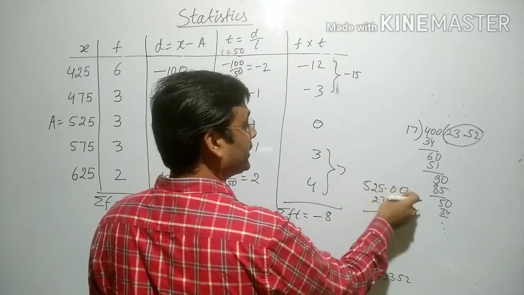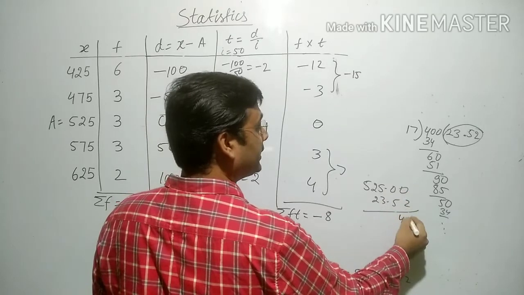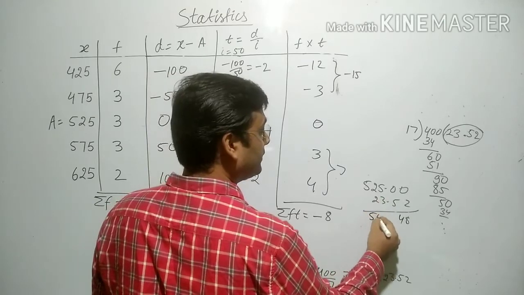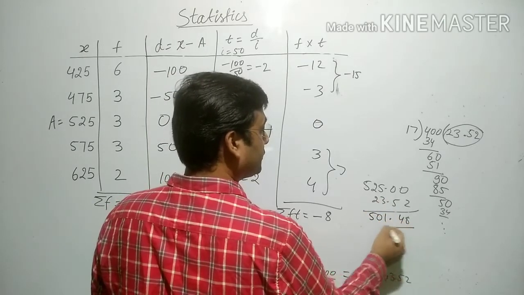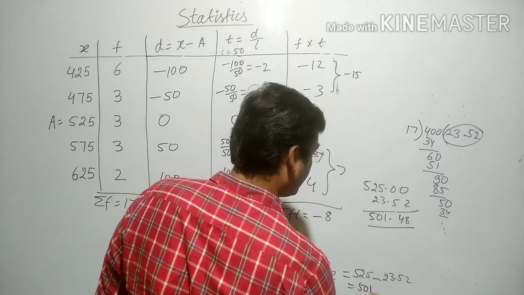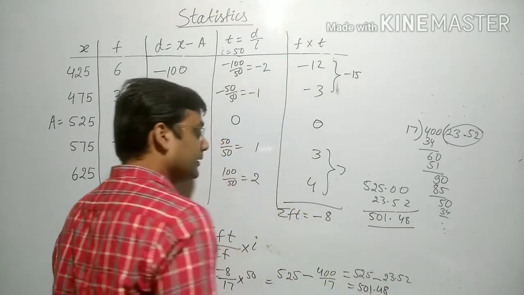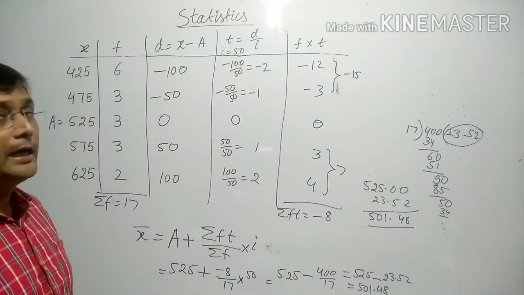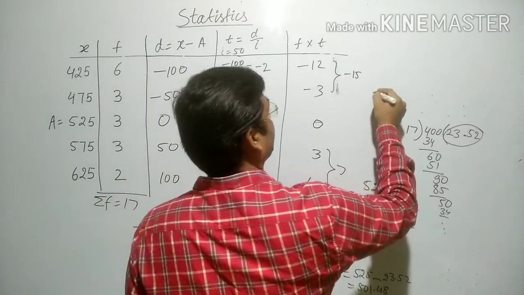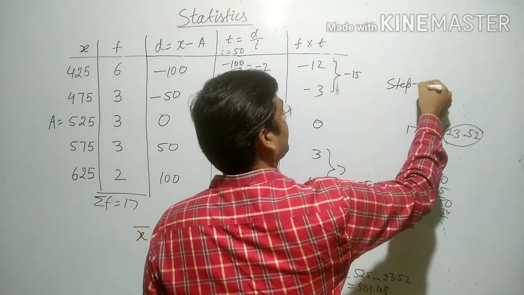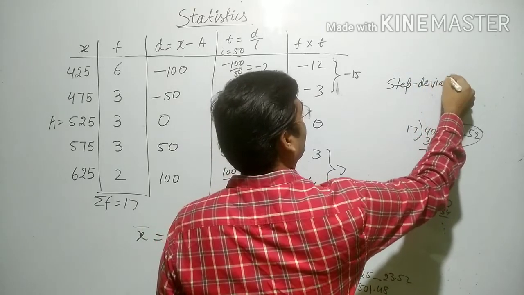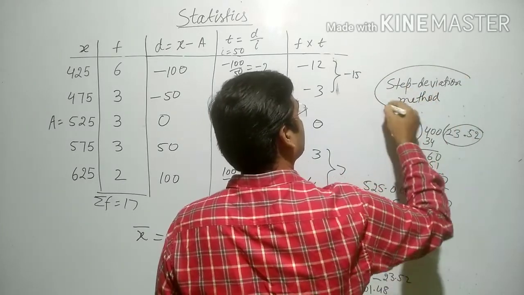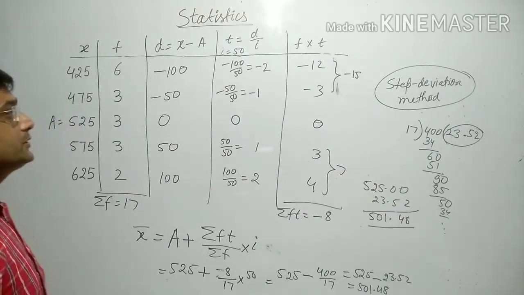How? 52 is here, so to reach 100 it will be 48. Here it will be 24 and this 23, so 501.48. This will be the mean of the given data by the help of the step deviation method. So this is the method we are using here.